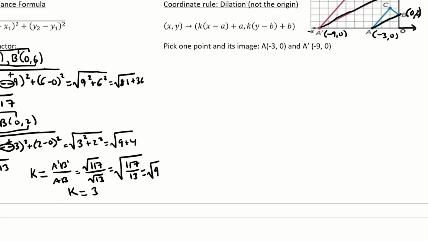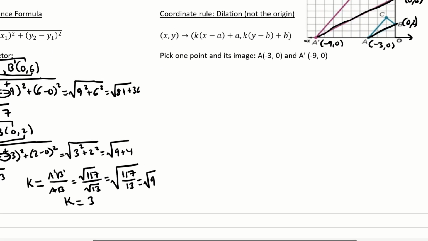So we're going to use this coordinate rule. Now that we know what K is, we're going to use this coordinate rule, right? Plug in there. And we're going to pick one point, and its preimage and image. So let's go ahead and pick A and A prime, and we're going to try to use these two coordinates in order to figure out this coordinate rule. Because remember, we're going to go from A to A prime. You can go from B to B prime or C to C prime, doesn't matter. But A goes to A prime, so you're going to pick one of those sets. So let's do A and A prime.